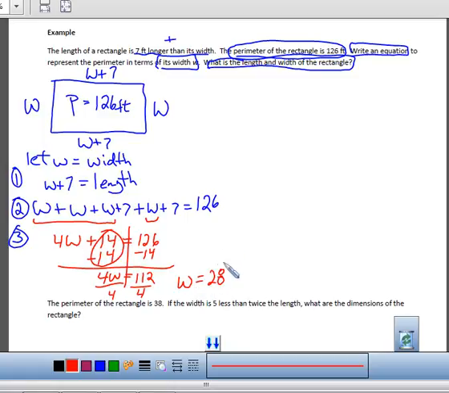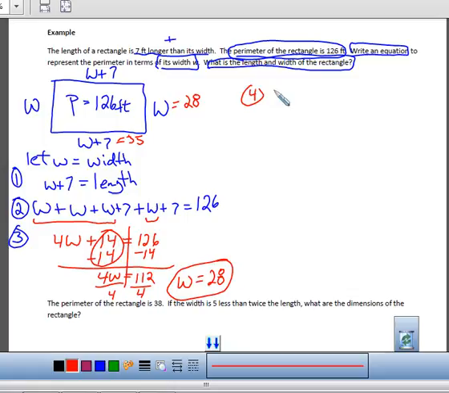Alright, I am not done. I've discovered the width is equal to 28, hopefully, when I do the check. Now, what would the length be? Well, 28 plus 7 is 35. Alright, so let's do step 4. We're going to do the check.